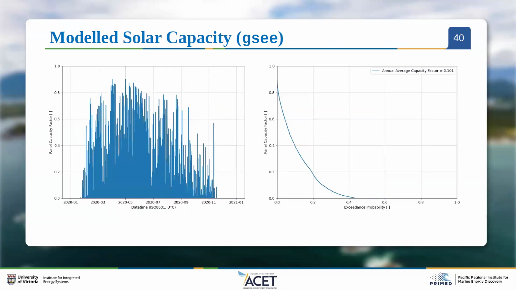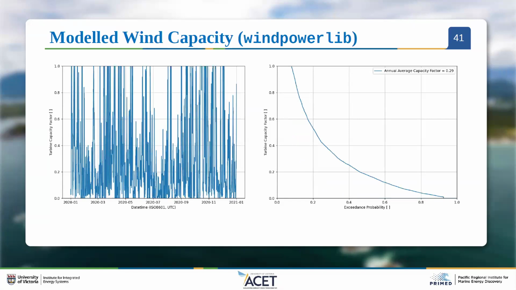The modeled solar capacity. So again, it's dark in the winter. We don't get much then. But at other points in the year, this is what the solar panels are doing. And the wind production is shown here.